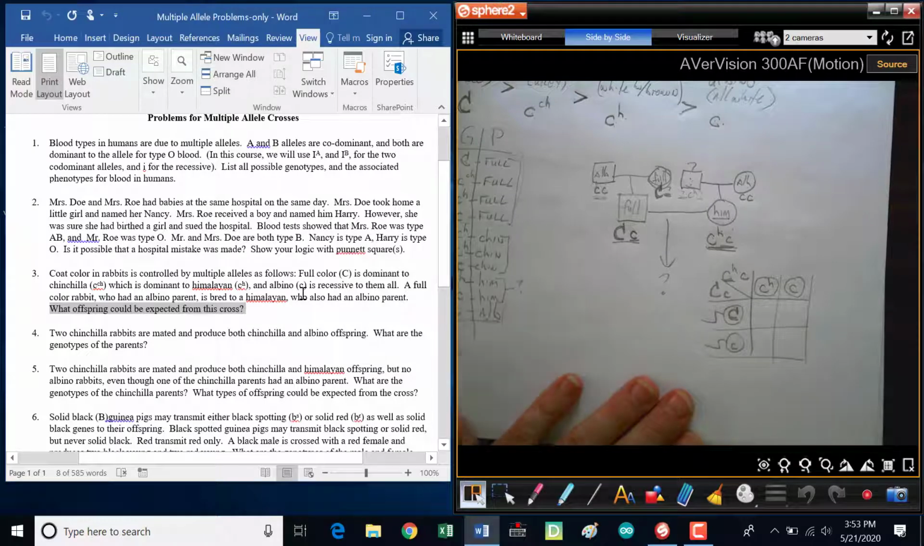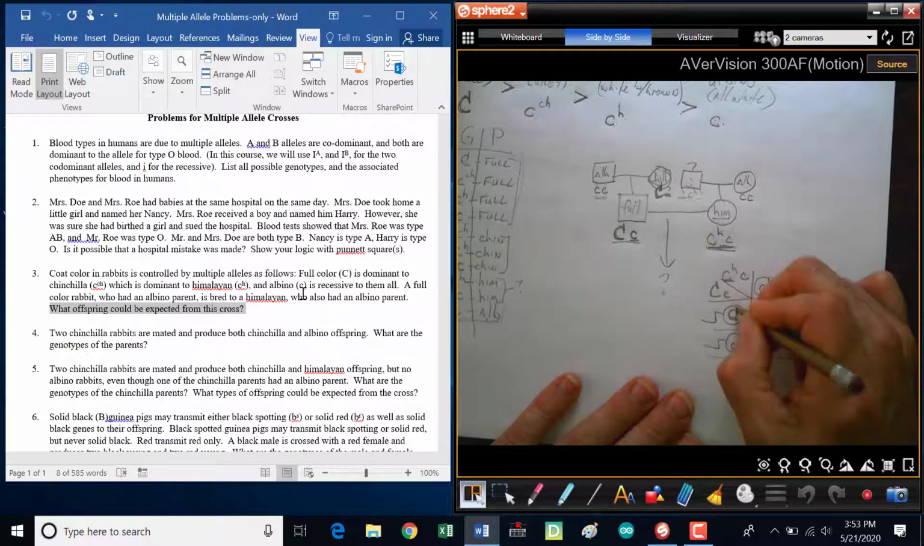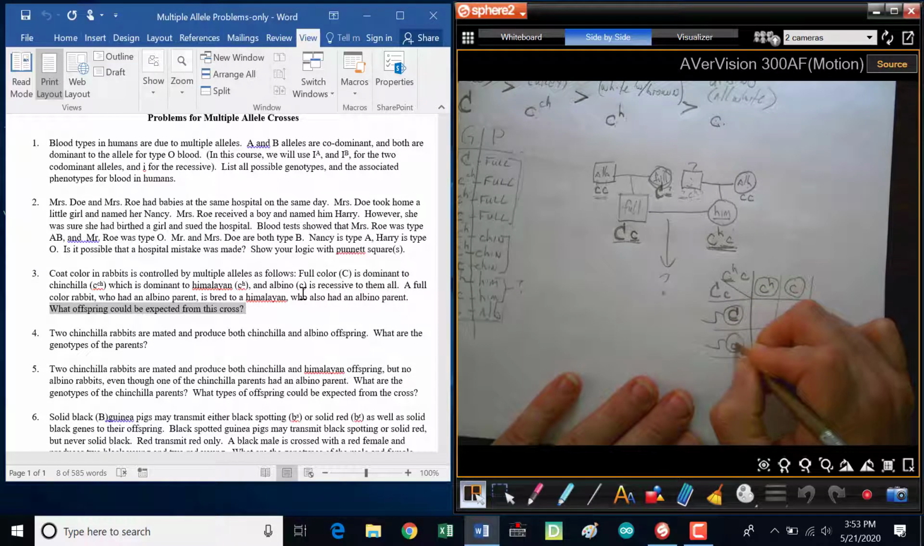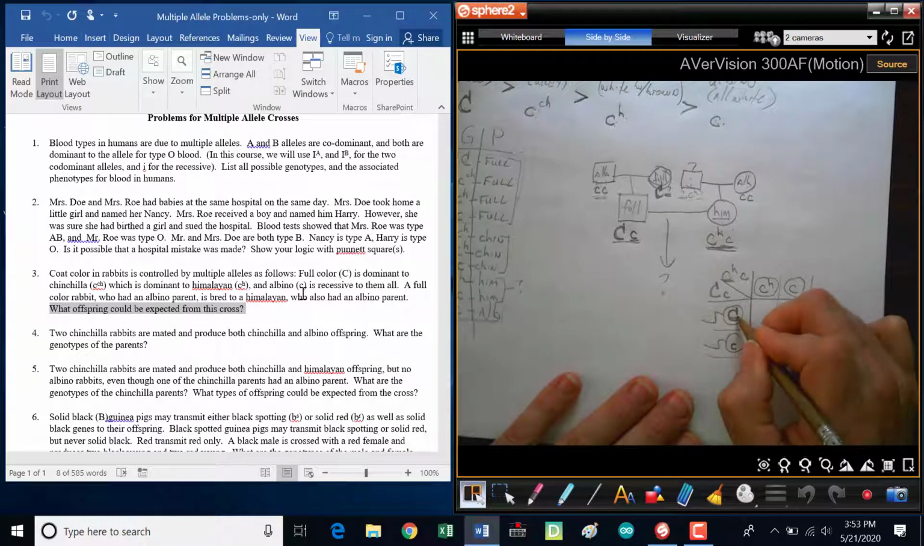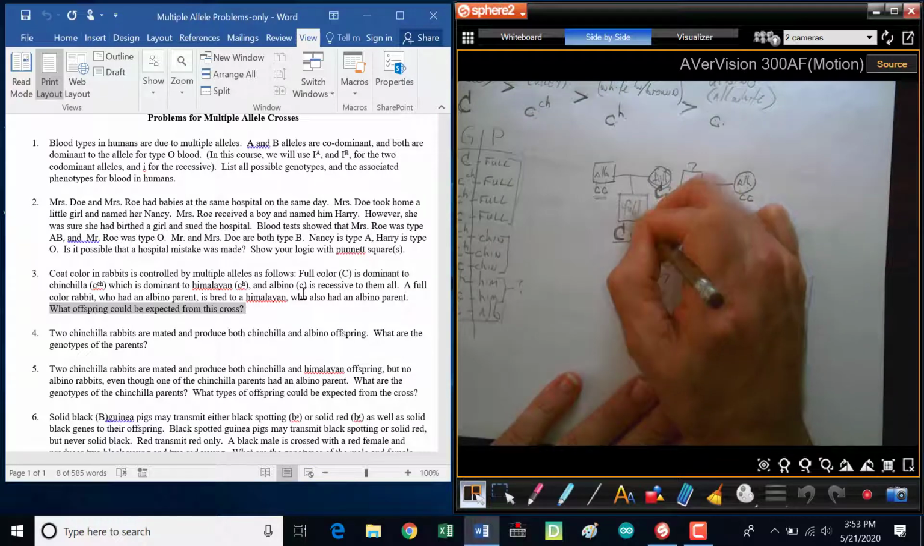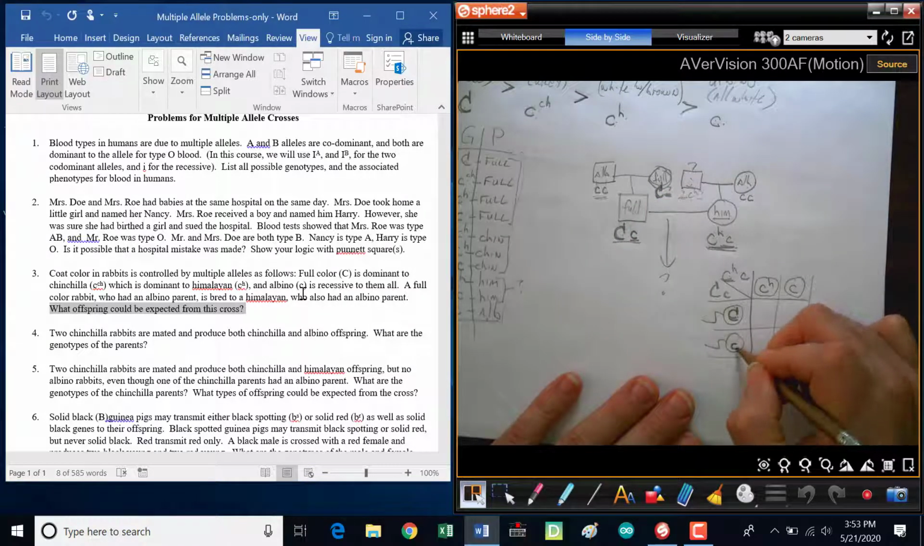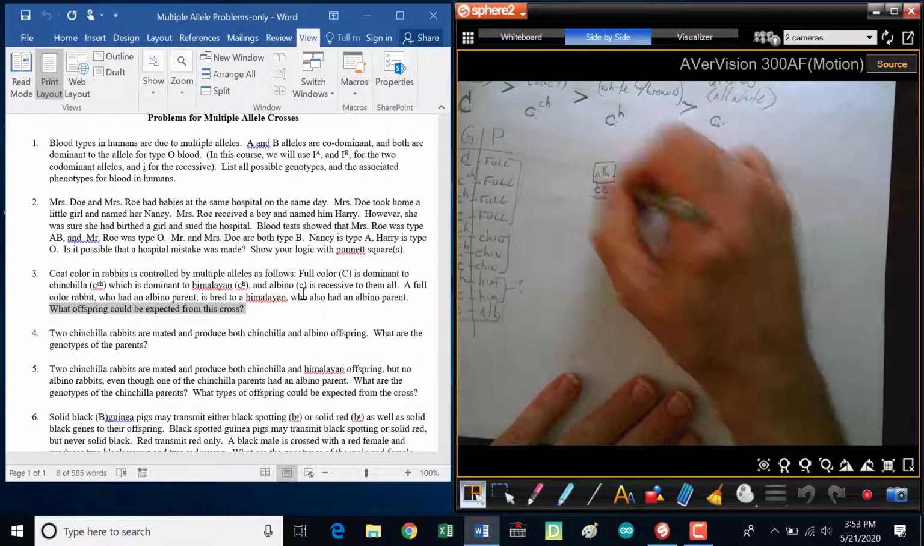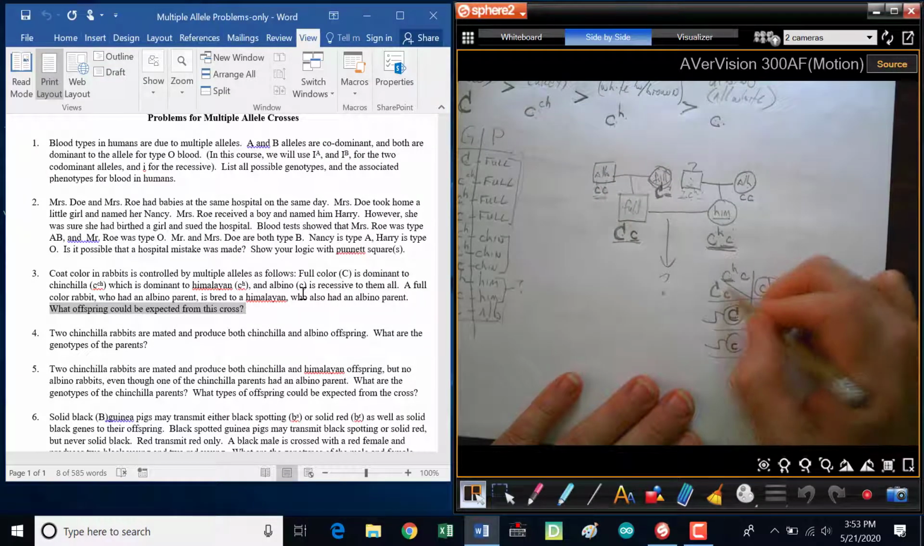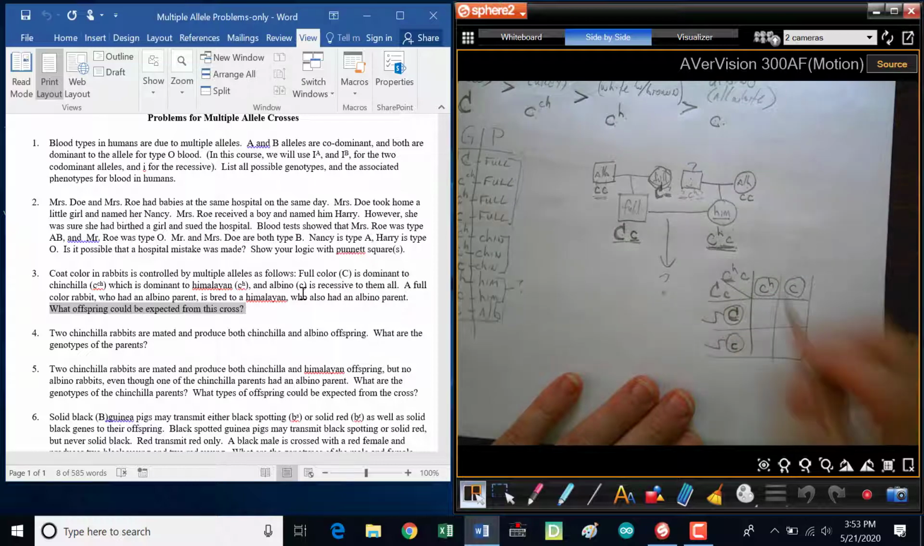I would have used B for bunnies or R for rabbits, because then the capital and lowercase look a lot different. But this is a capital C here, and this is a lowercase c here. That's a full color gene that it has to make it full color. This is the albino gene that it got from its albino parent. They get separated during meiosis. So now we just do the Punnett square.